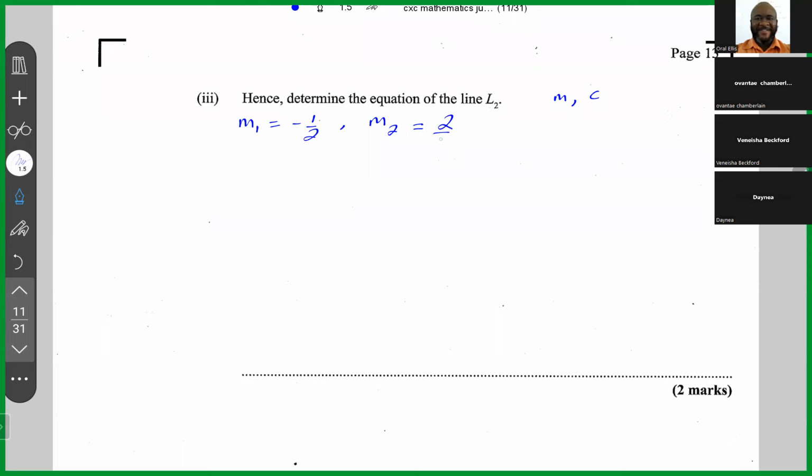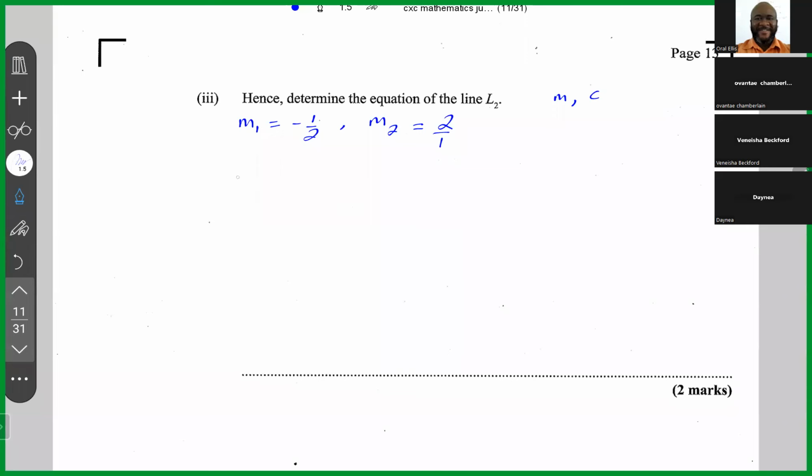The idea is when two lines are perpendicular, if you know the gradient of one, to find the gradient of the other, you invert the gradient that you know and change its sign. If I invert a half, I get 2 over 1. If I change the sign from negative, it becomes positive. So the gradient of the line L2 is positive 2.